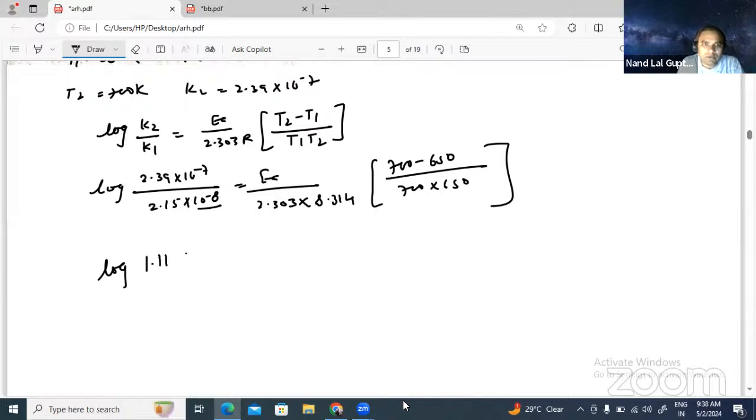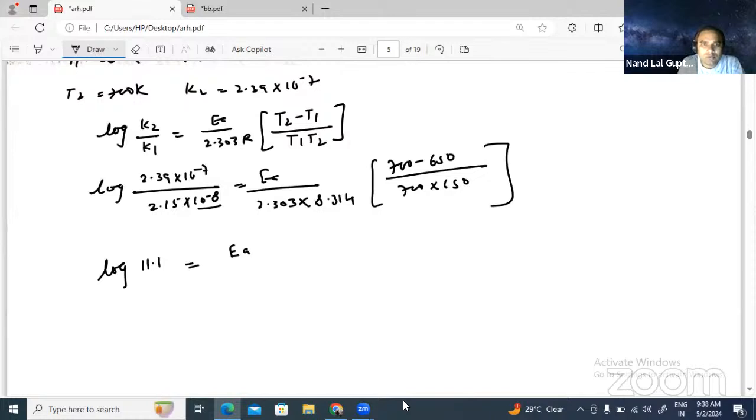And this will go in the numerator. So what will it come? Minus 7 plus 8, that is multiplied by 10, which means it will be 11.1. This is the log, 11.1.